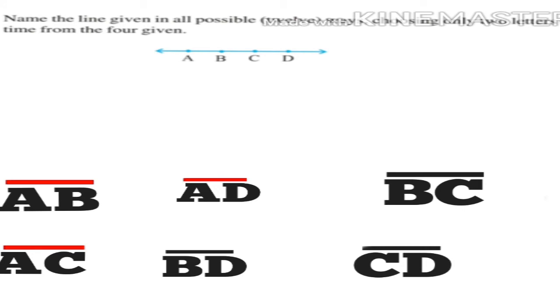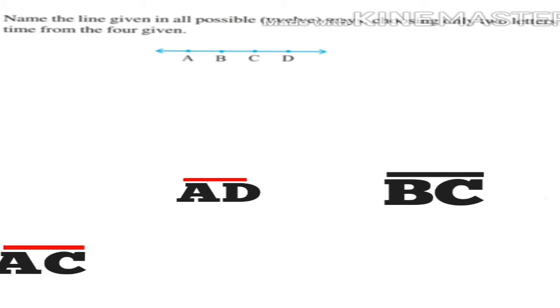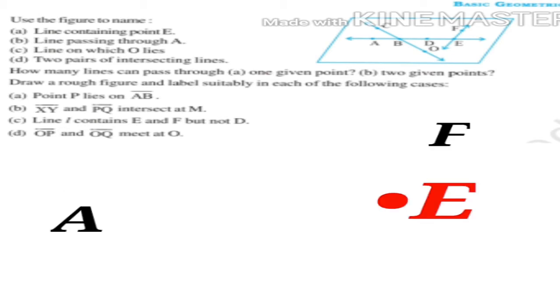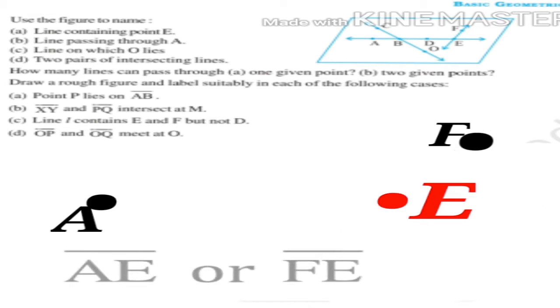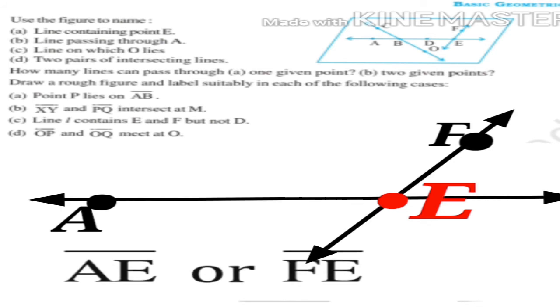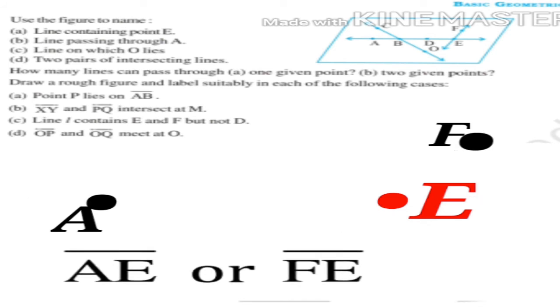Let's see our third question. Use the figure to name lines containing point E. So here we have 2 lines which contain point E, AE and FE. Because both have one point in common, so here is our answer.